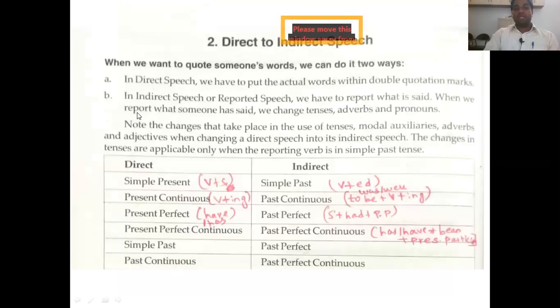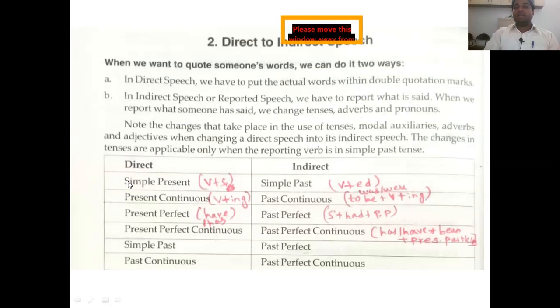And the second one: in indirect speech or reported speech, we have to report what was said. When we report what someone has said, we can change tenses, adverbs, and pronouns. So, the second point, in reported speech, what was said is changed in its sentences, tenses, adverbs, and pronouns also. Here are some of the important criteria to distinguish between direct and indirect speech.